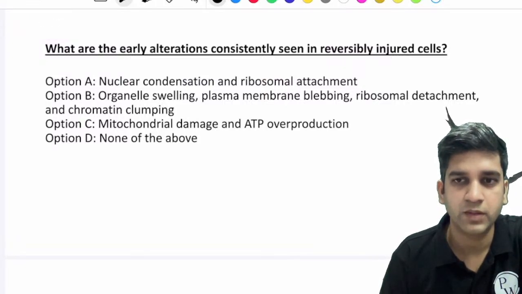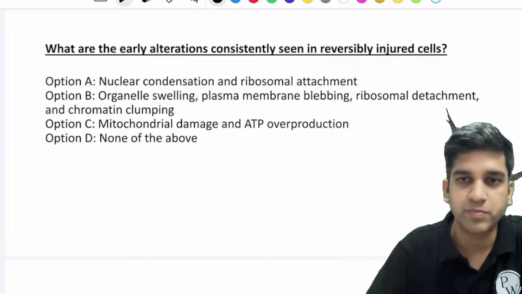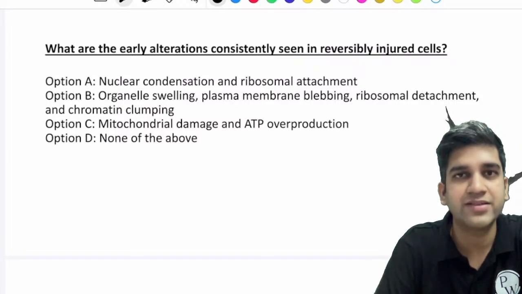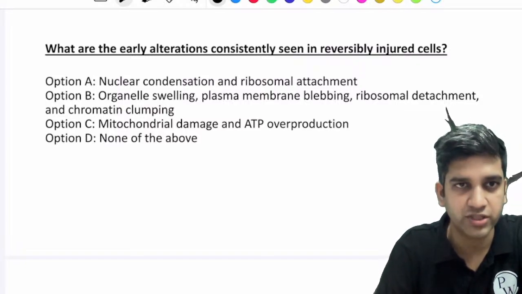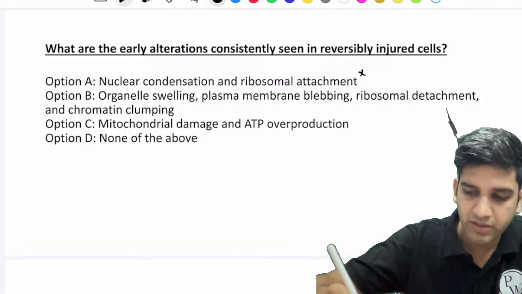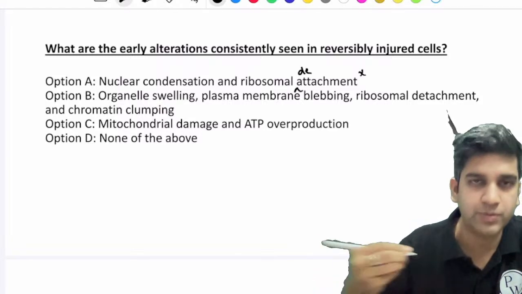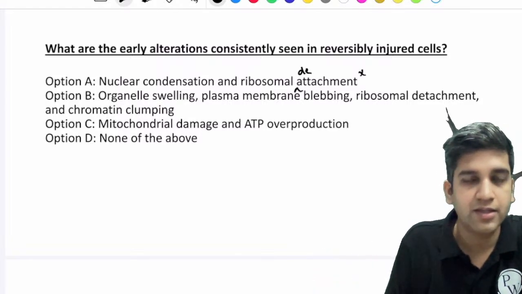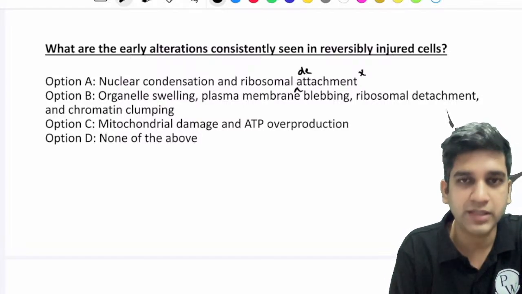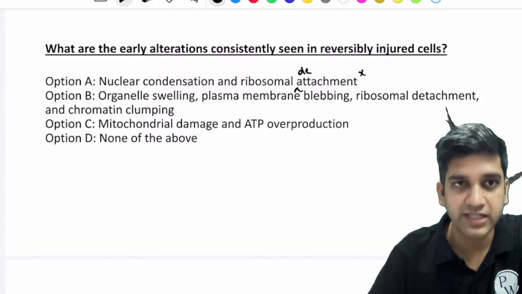Okay. Right answer. Swati has gone with B, Lion has gone with B. Simple question, right? The question is on early alterations seen in a reversibly injured cell. If the option had been detachment, that would have made sense. But these are word plays. Most NEET PG exam questions will be like this. Please read the options very carefully.